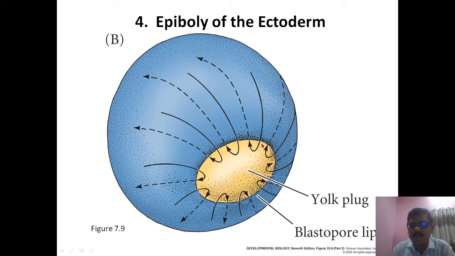First of all there is a dorsal lip, then the lateral lips are formed, and then the ventral lip, and this forms a circle. Those cells which have not moved are called the yolk plug, and by this movement all the cells of the endoderm have moved inside the embryo.